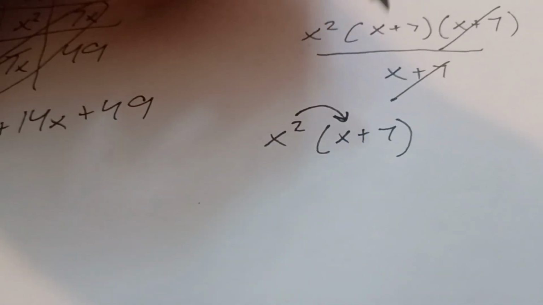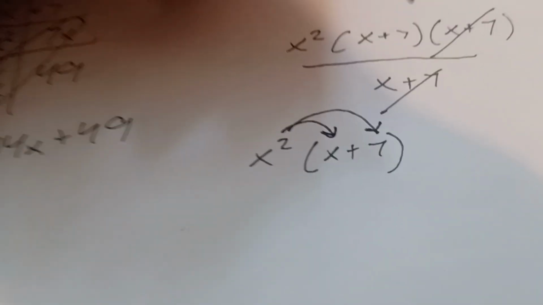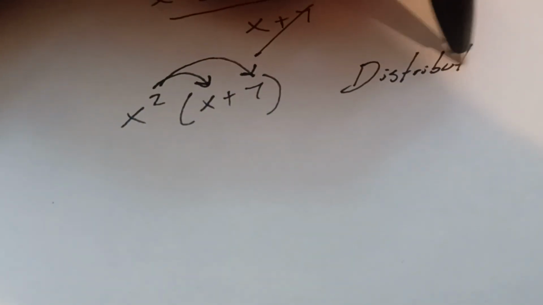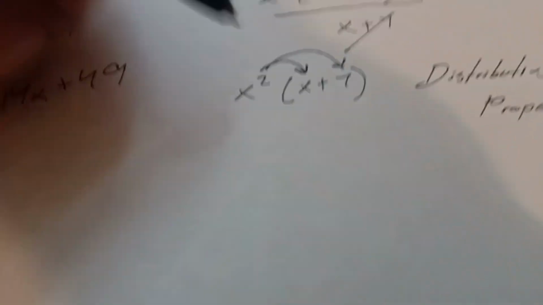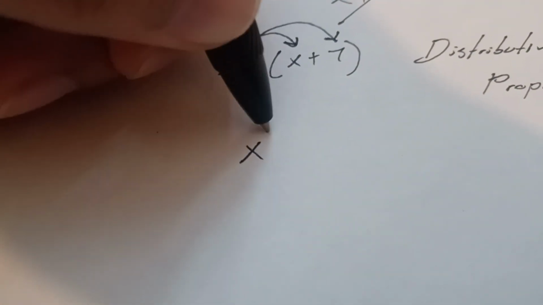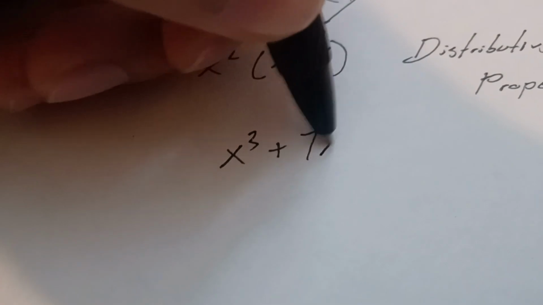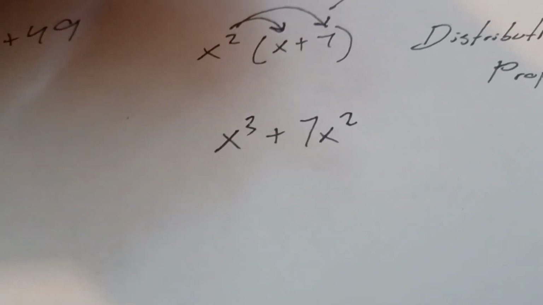So now we use the distributive property to multiply x squared by x and x squared by 7. Distributive property. So hopefully I spelled that right. So x squared times x is going to give us x to the third, plus x squared times 7 gives us 7x squared. So it's x to the third plus 7x squared. And that's going to be our answer to this. Just like that.